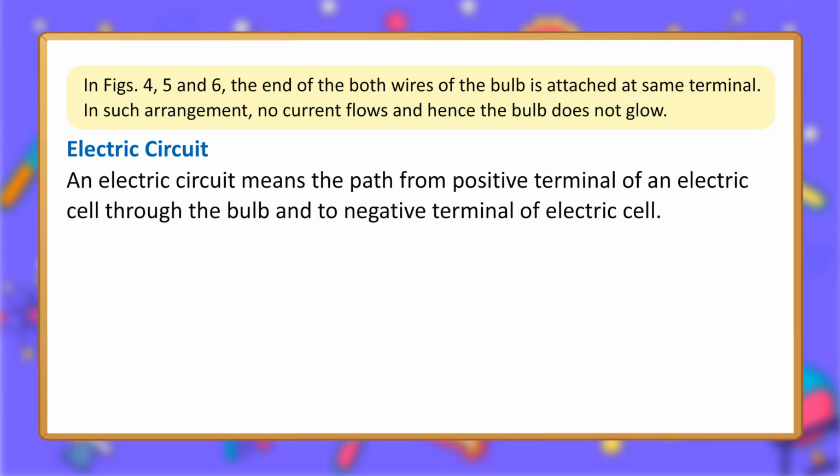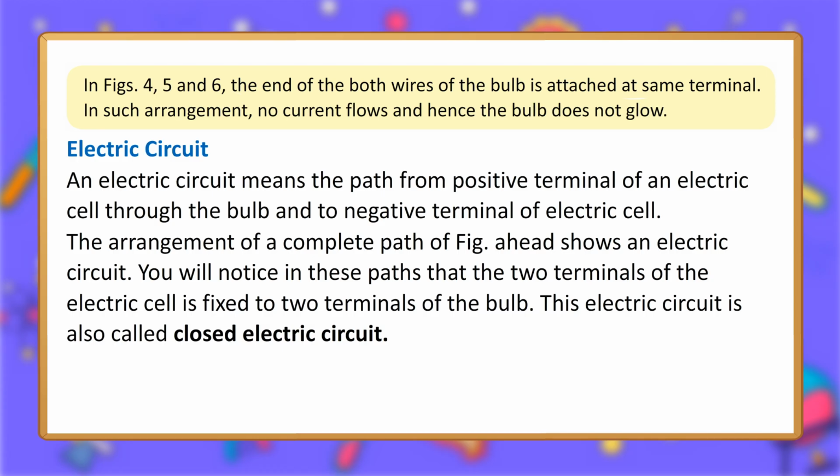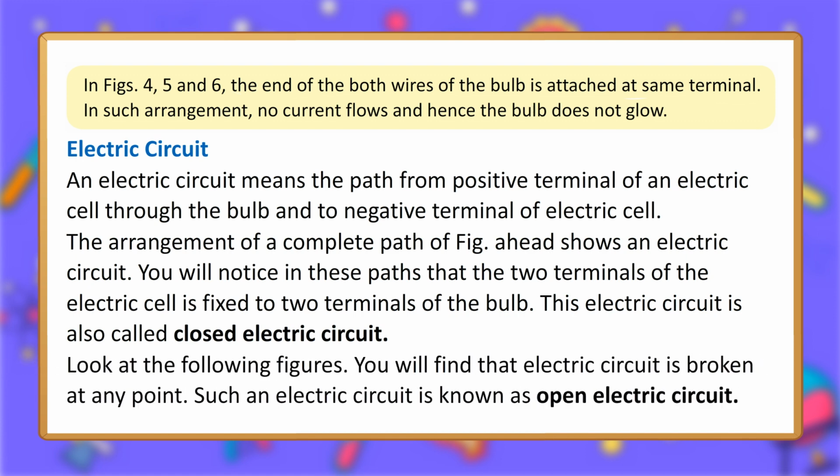Electric circuit. An electric circuit means the path from the positive terminal of an electric cell through the bulb to the negative terminal of the electric cell. The arrangement of a complete path in the figure shows an electric circuit. You will notice in these paths that the 2 terminals of the electric cell are fixed to the 2 terminals of the bulb. This electric circuit is also called a closed electric circuit.